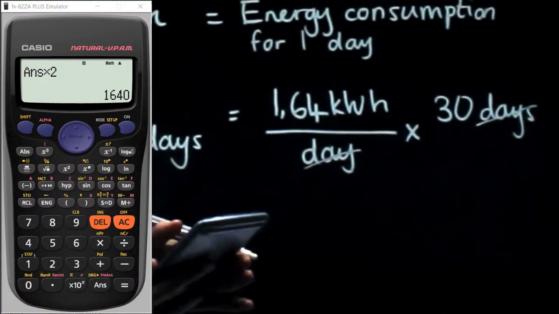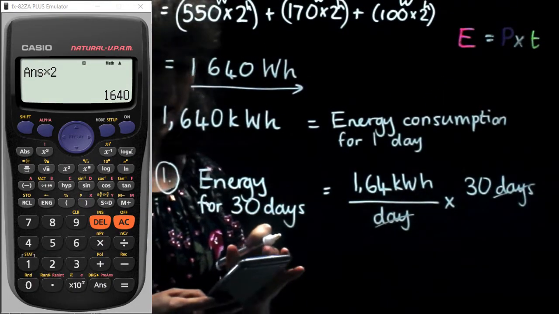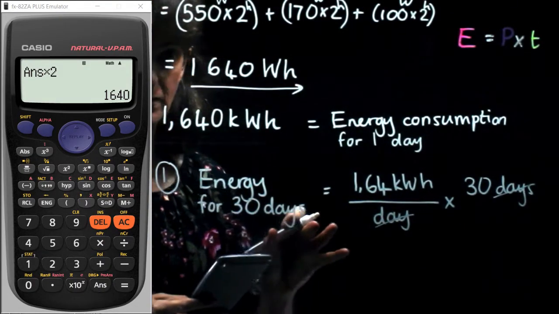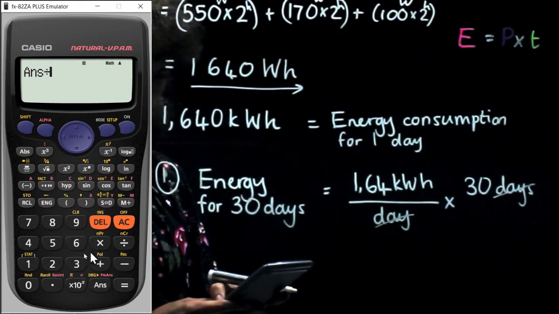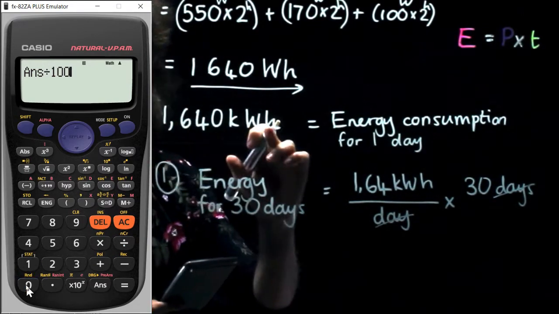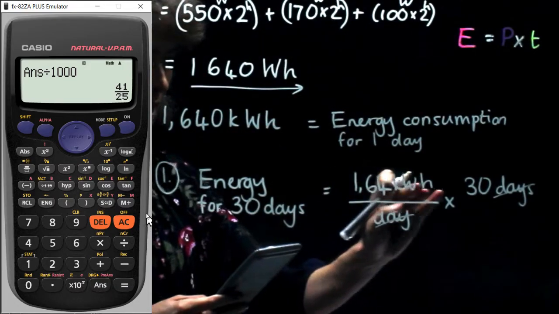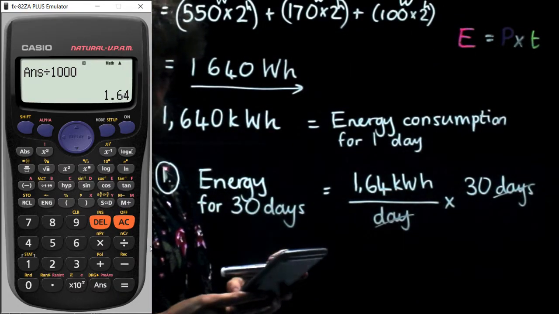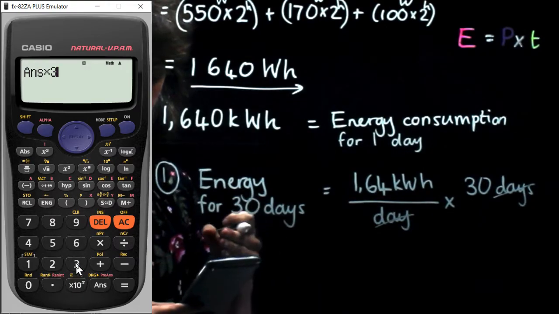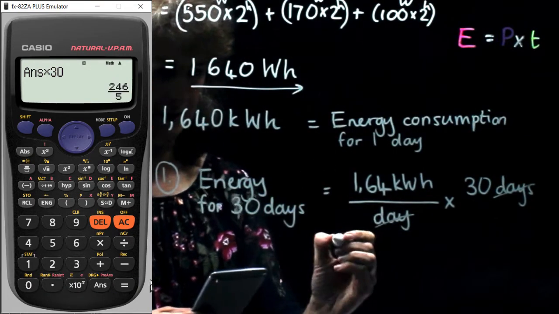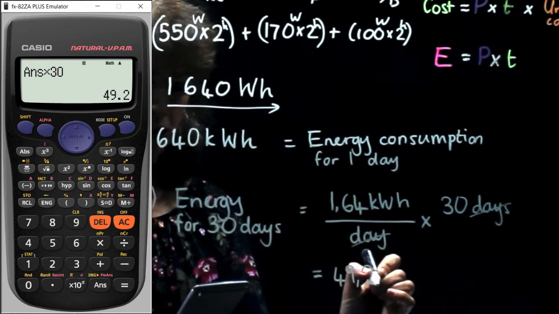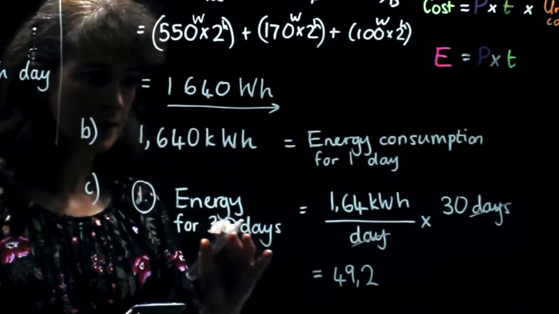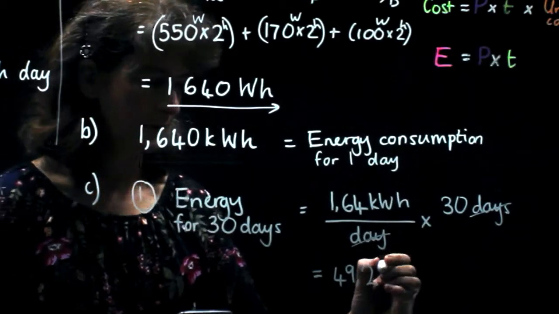So we haven't cleared our calculator. That's a good idea. On my calculator, I still have 1,640 written because I did this step in my head. But let's divide that by 1,000. Then we have this value on our calculator. Now we simply multiply that by 30, and then we have the energy consumption for the 30 days. 49,2, but we must give our unit, kilowatt hours.